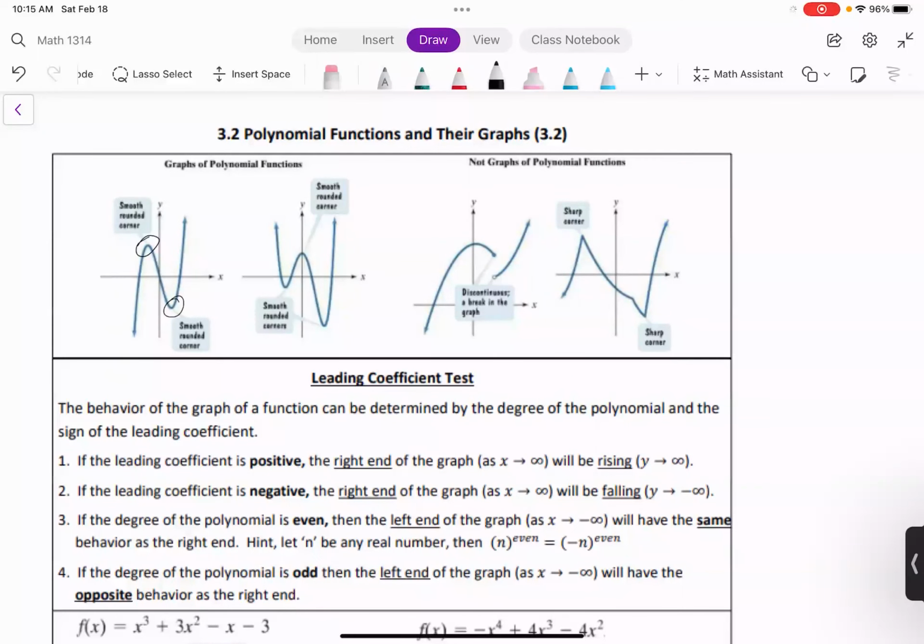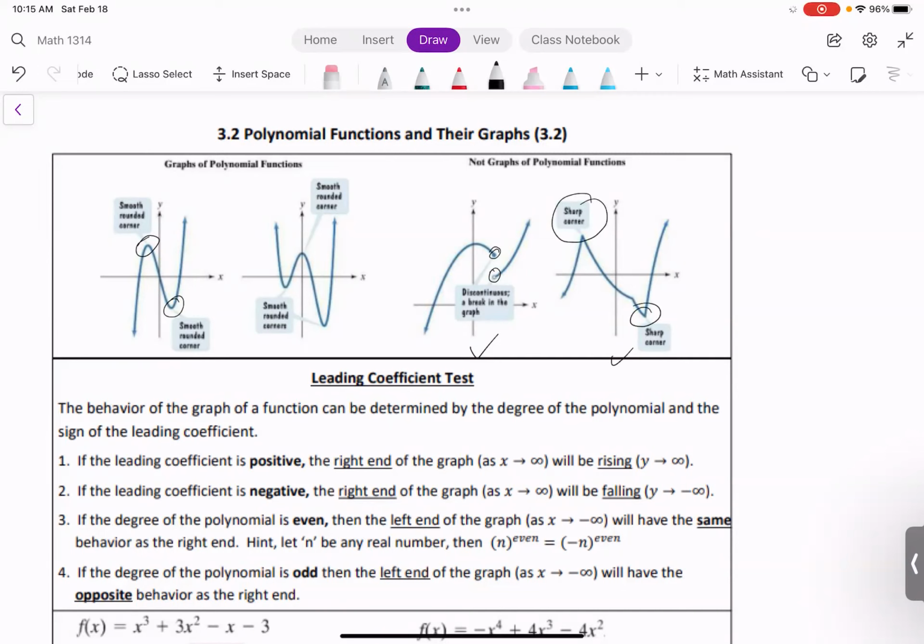And if the graph is like the third and fourth graph, they are not polynomial functions because we see the jump. They are not continuous. And also they have sharp corners. They are not continuous functions.